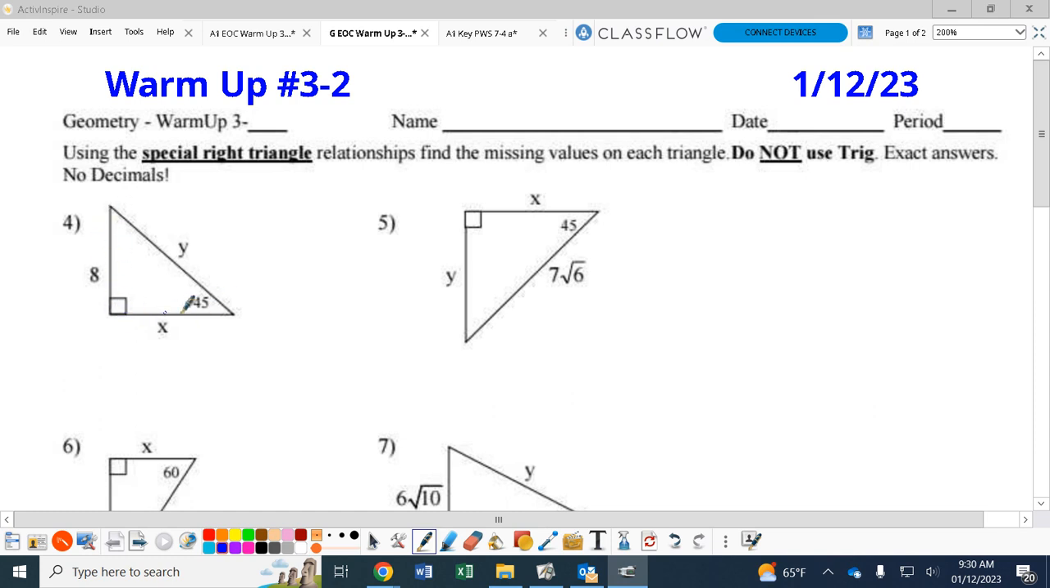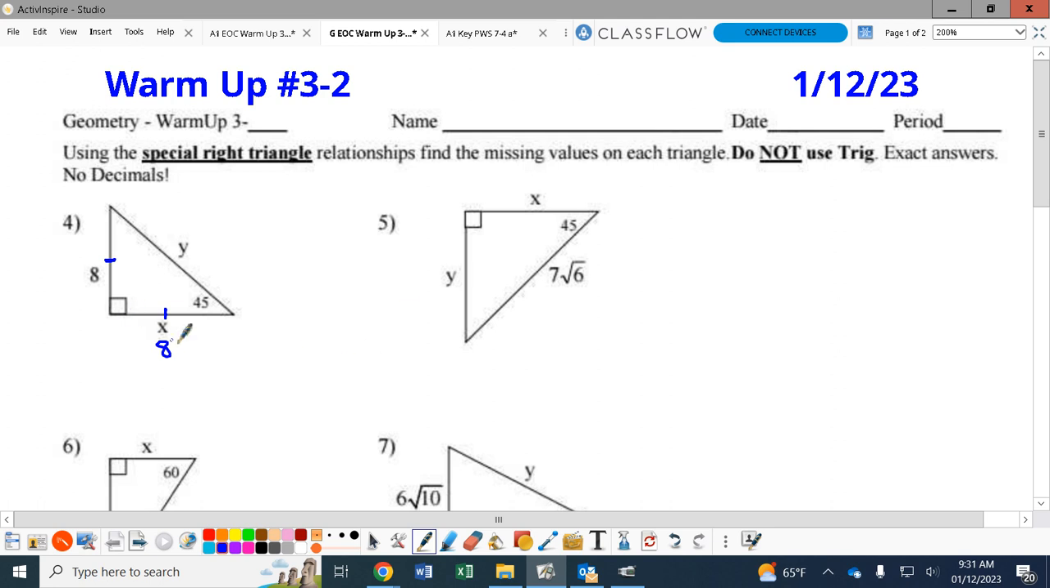The legs, they're the same. So if this one right here is 8, then in a 45-45-90, this leg has also got to be 8. That's the first thing you need to do on any 45-45-90: mark the legs congruent and put the measurements on them. And guys, even if it's just that the other one is the same, like both variables, mark them congruent to each other. Okay?